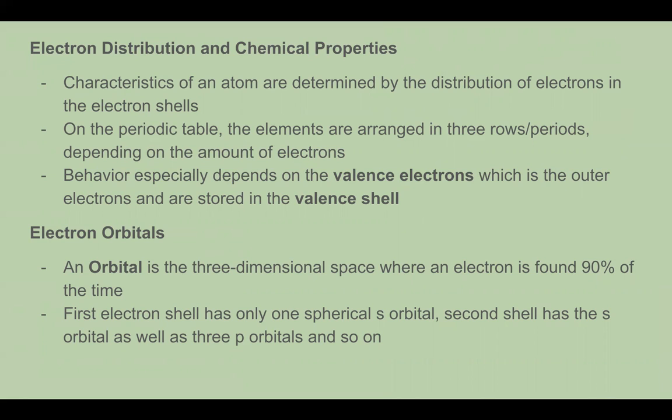Now, electron orbitals. This is the three-dimensional space where an electron is found 90% of the time. So the likelihood of finding an electron is in its own orbital. Now, the first electron shell is only one spherical orbital, and this is called S. The second shell has the S orbital as well as 3 P orbitals, and so on. There is also D and F.